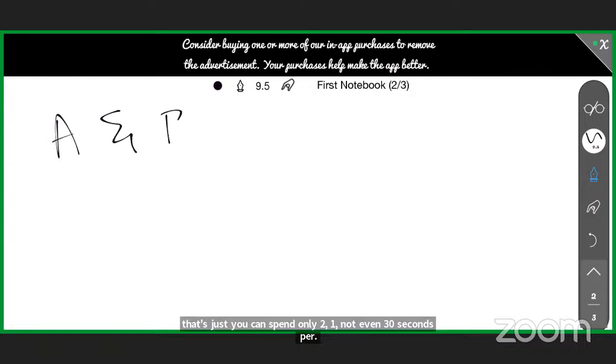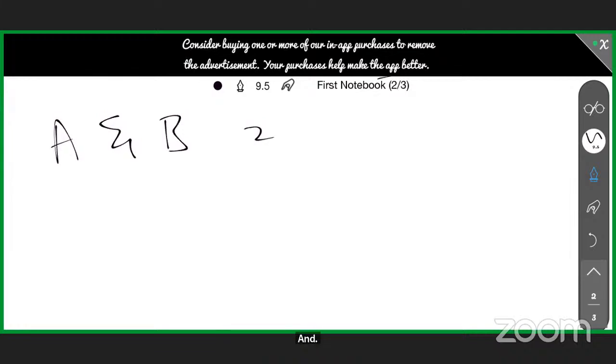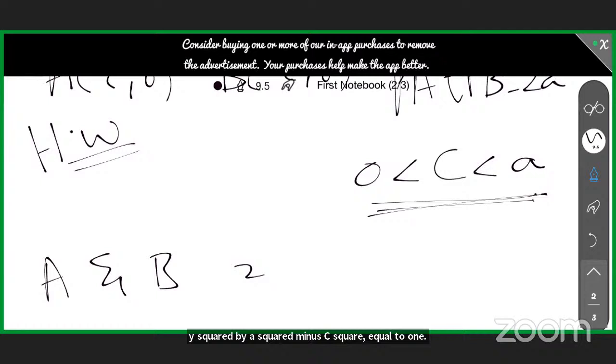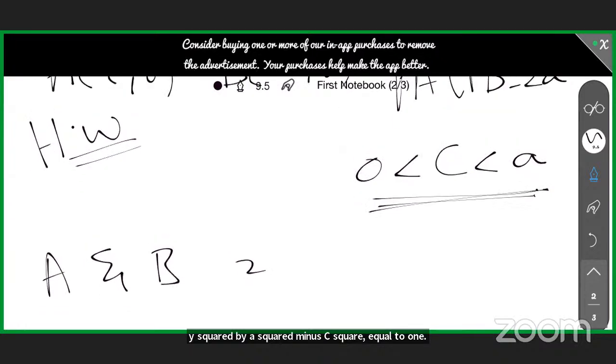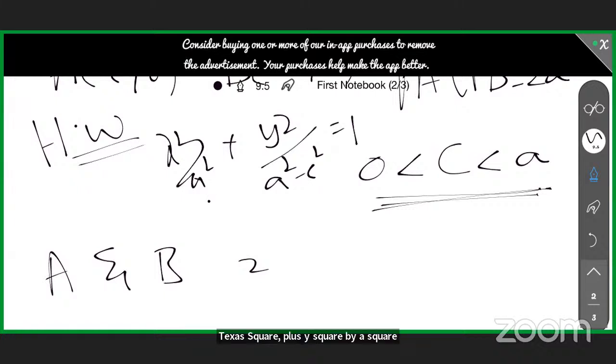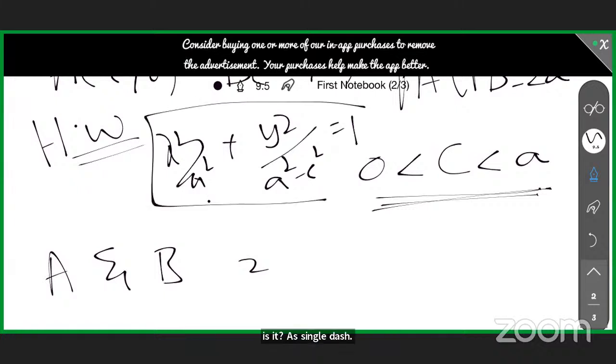A and B are two fixed points. For the homework question, I think the answer will be x square by a square plus y square by (a square minus c square) equal to 1. Yes, correct. Is it the same, Vignesh? Yes, sir. Yes, Vignesh, you are correct.